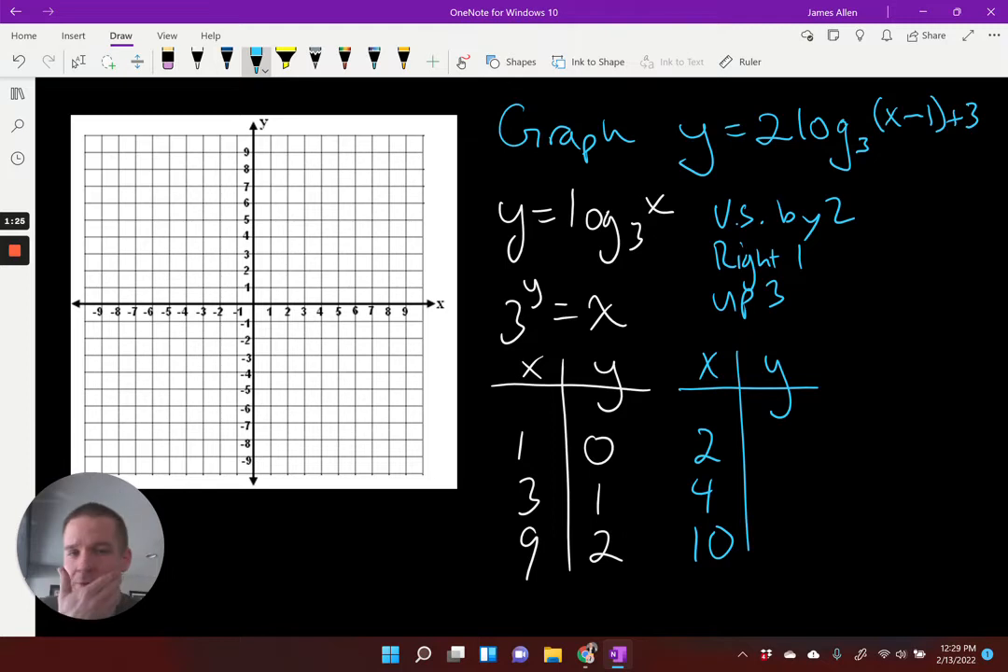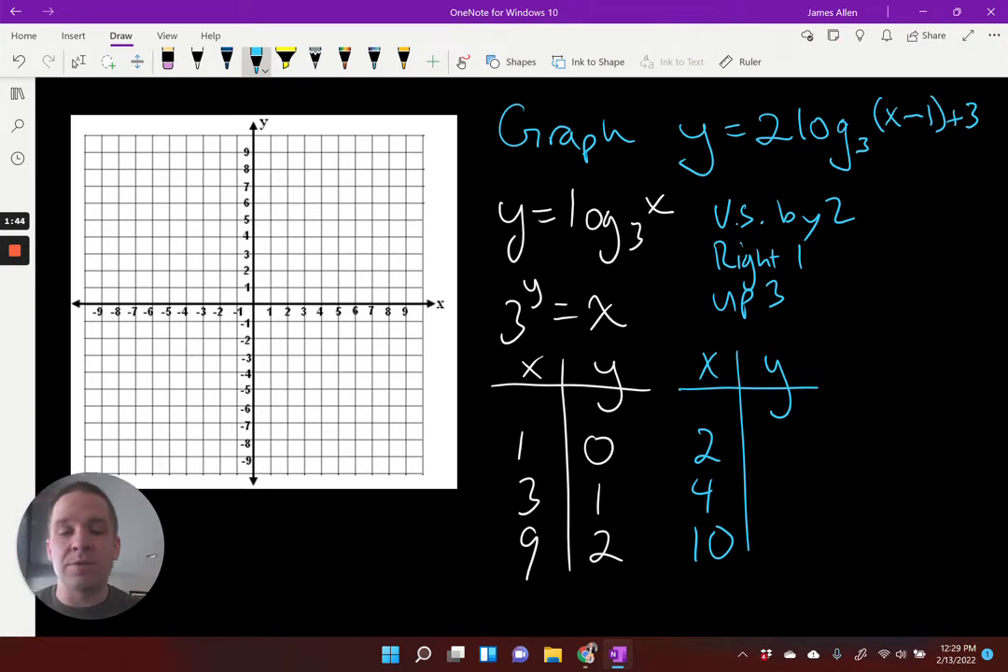So for my y values, I'm going to have a vertical stretch by 2, and I'm going to go up 3. It does matter what order you do it in. You've got to do the vertical stretch first. Think about your order of operations. It's 2 multiplied by the log base 3, and the other one's addition. Multiplication comes before addition in PEMDAS in our order of operations. Same with this. All right.